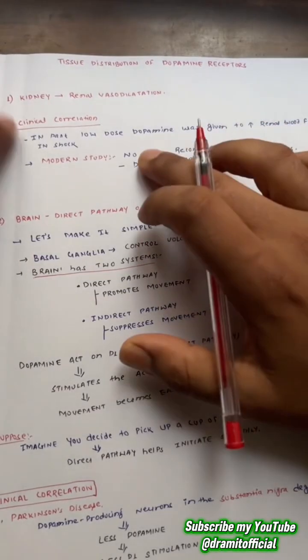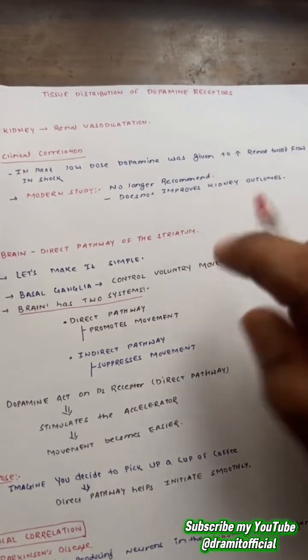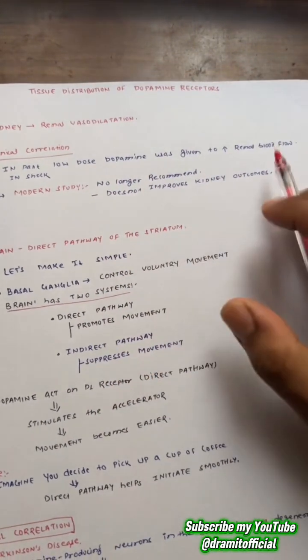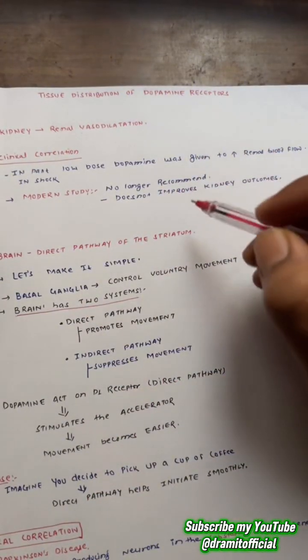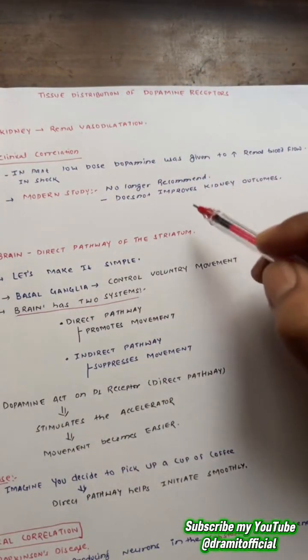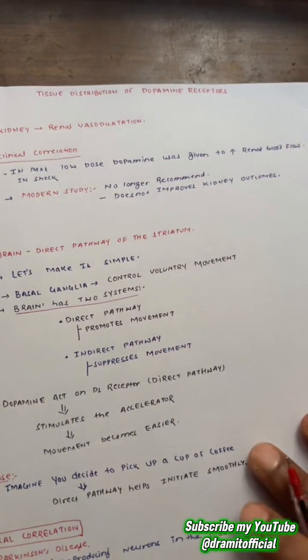So we'll continue with the clinical correlations. Okay, in the past days, a low dose of dopamine used to be given to increase the blood flow, but according to modern studies, it is no longer recommended because it doesn't improve kidney function. Okay, so this is all about how D1 works in the kidney.